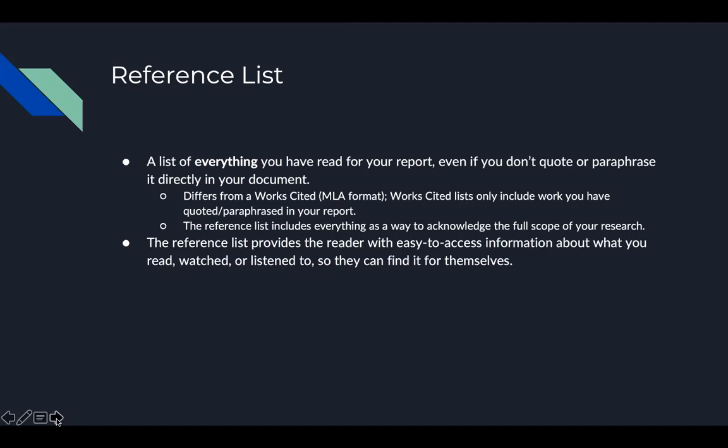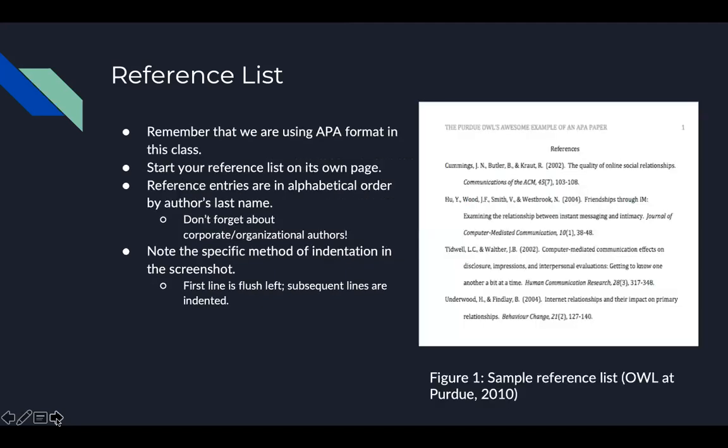And then it just provides the reader with easy to access information about what you read, watched, or listened to so they can find it for themselves. We are using APA format in this class. The library has APA references. They're great. The OWL at Purdue has a whole APA sample reference list, which I linked to, along with their APA guide, at the end of this slideshow.